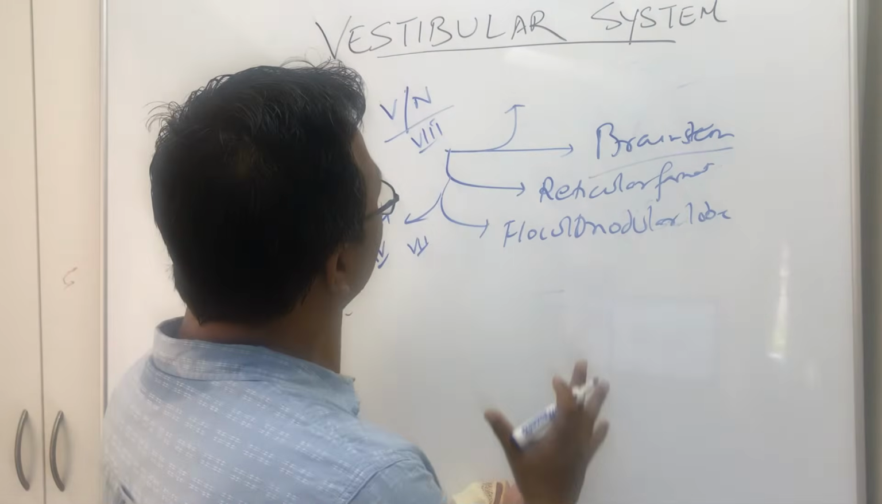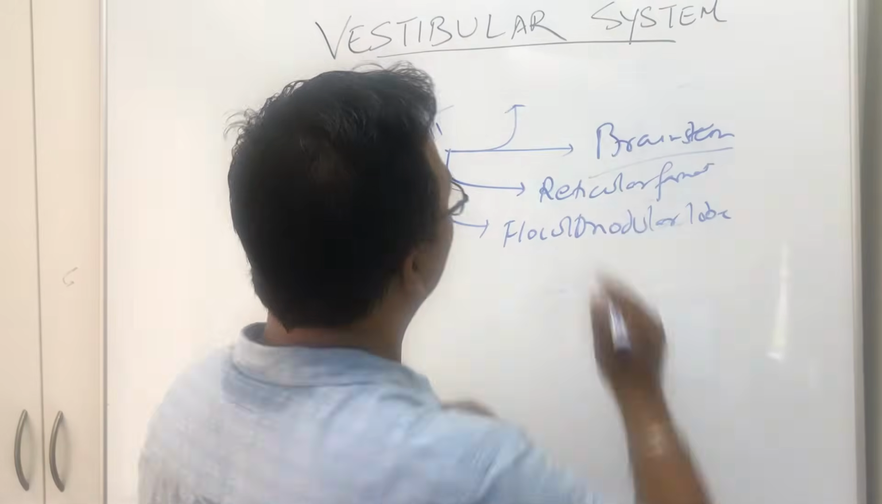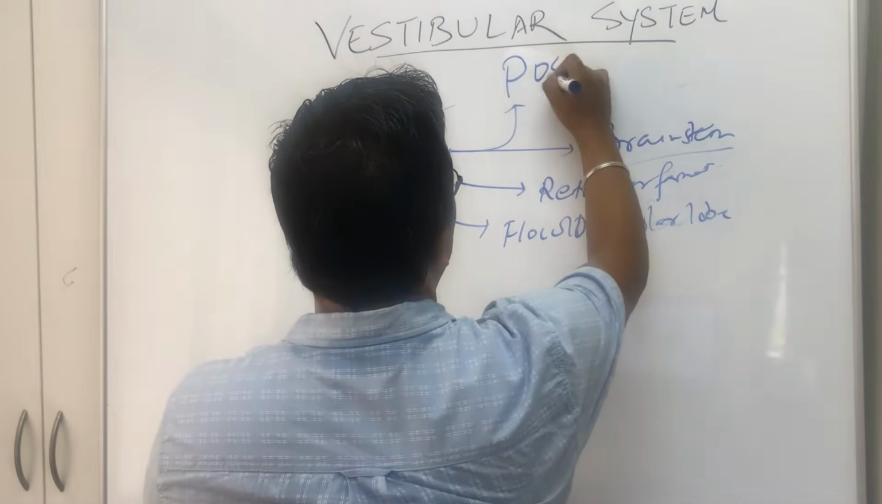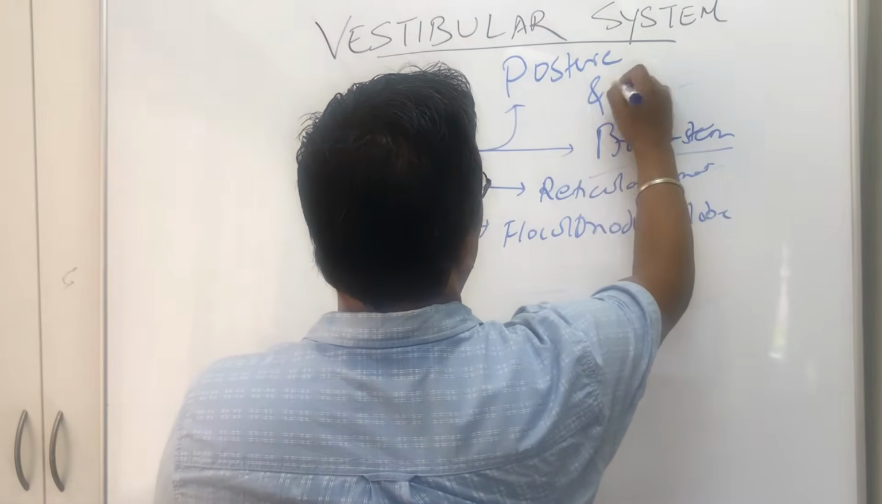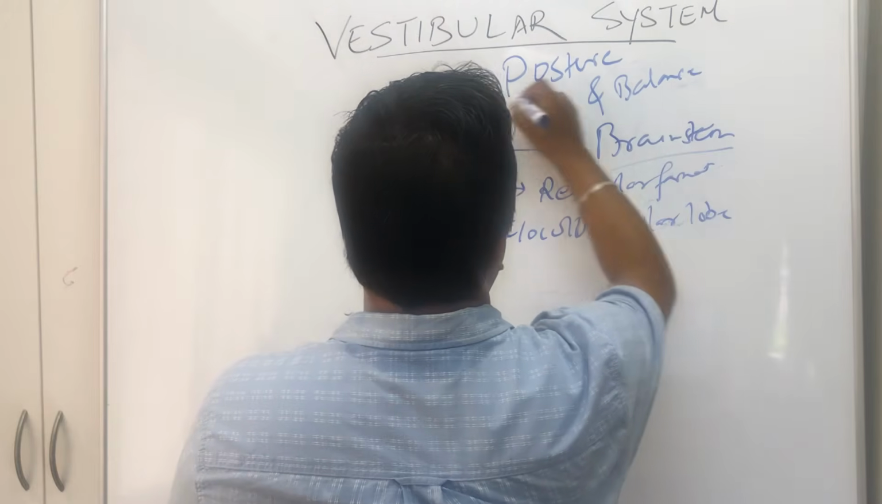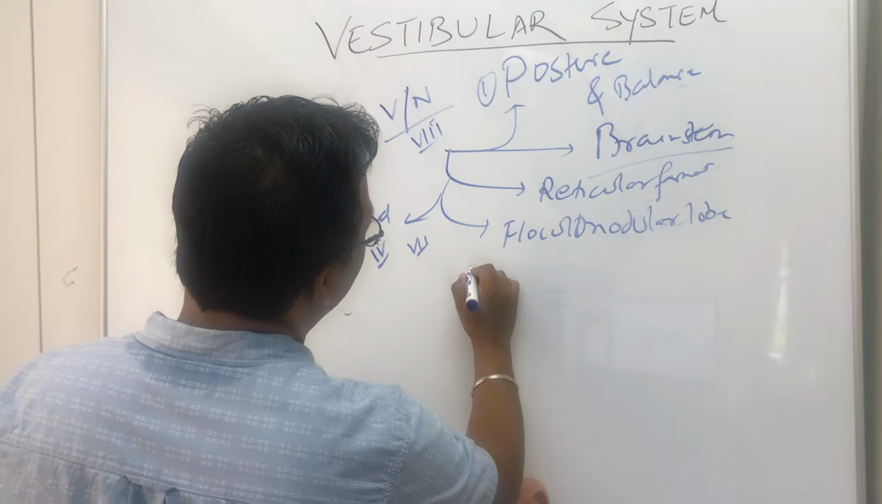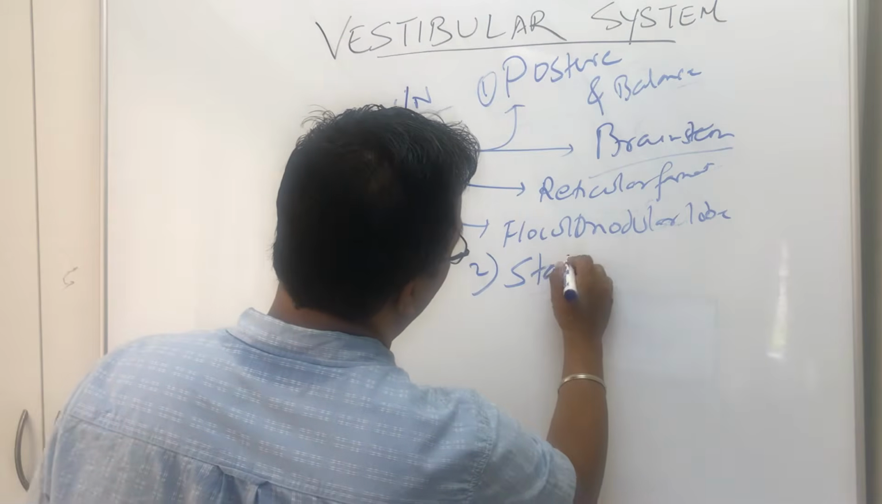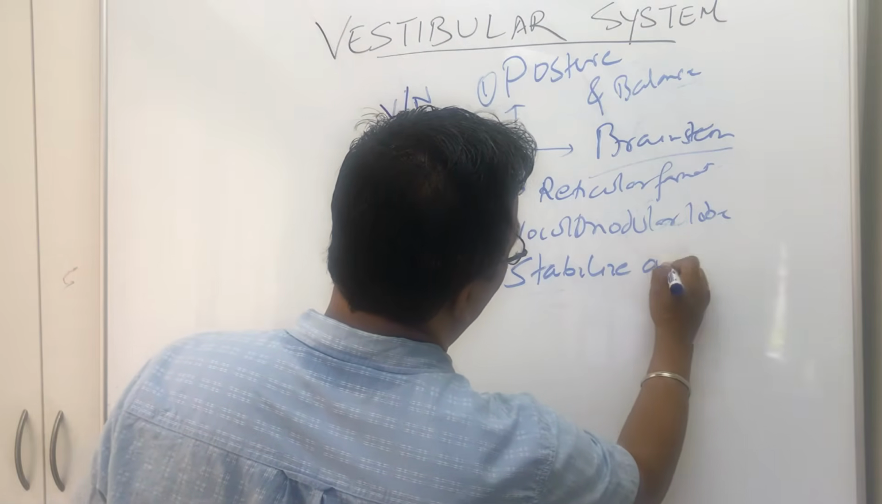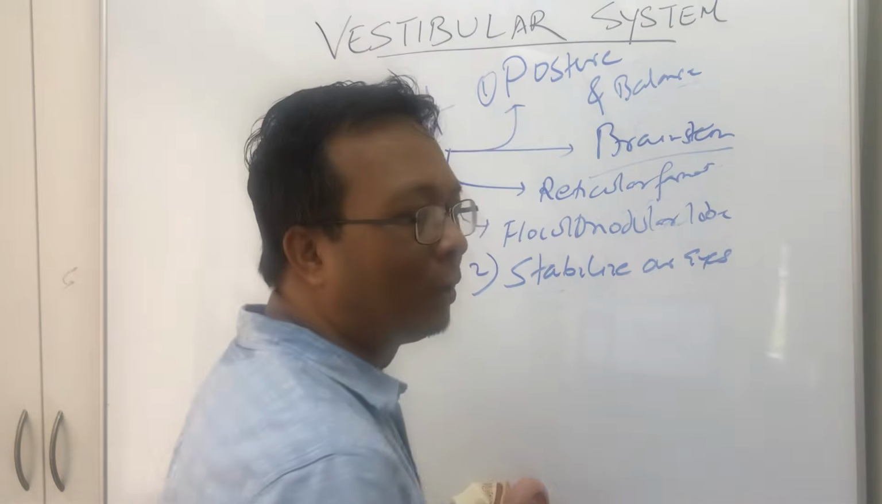So overall, what does this whole vestibular system do? Overall they maintain our posture and balance. That's number 1. Then they stabilize our eyes when you are rotating.